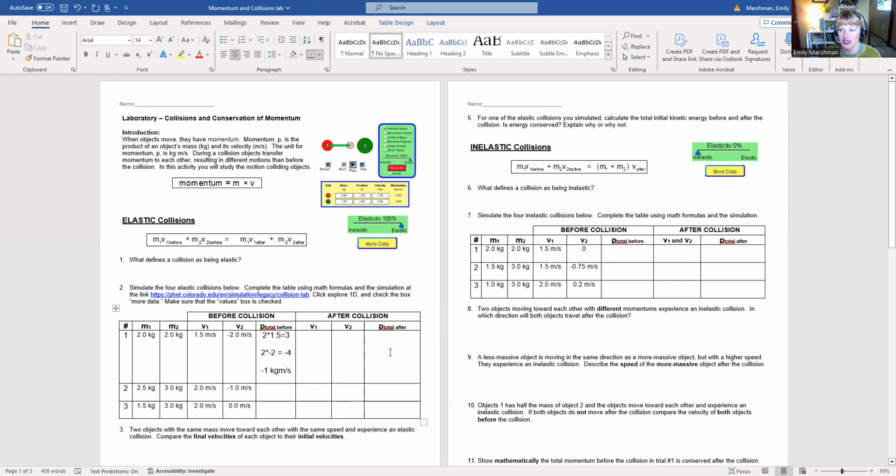Okay. So let's run the simulation and see what happens. We're going to run the simulation and we're going to figure out what is the velocity of each one after they collide and calculate the total momentum after they collide. So let's do that.